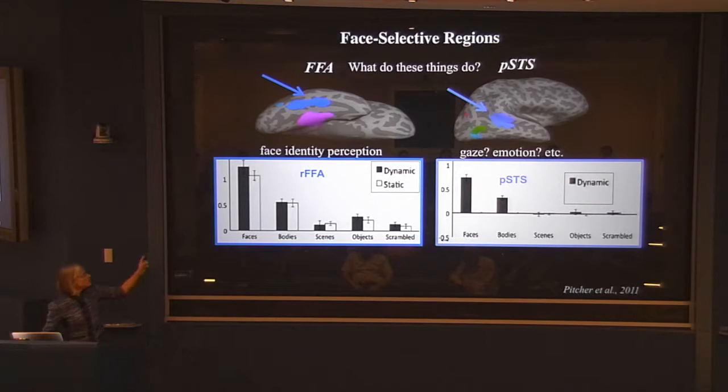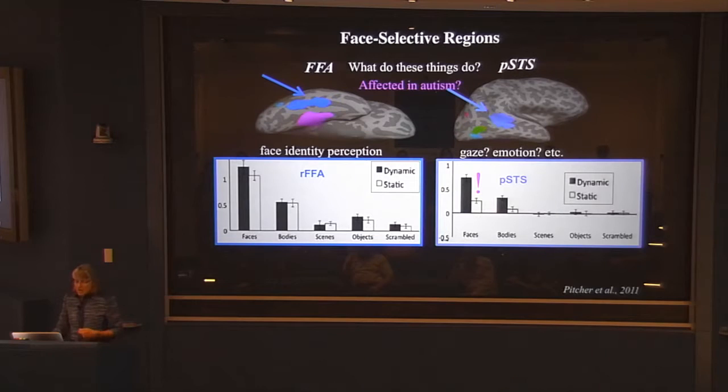Okay, so the FFA doesn't care about moving versus static things, but this region in the STS cares deeply. Okay, so we don't know what that means, but all of the hypotheses I can think of about why that region would care so much about face movies are interesting. So I'm intrigued by that. I can't tell you why it does that, but I think that's pretty cool. Okay.